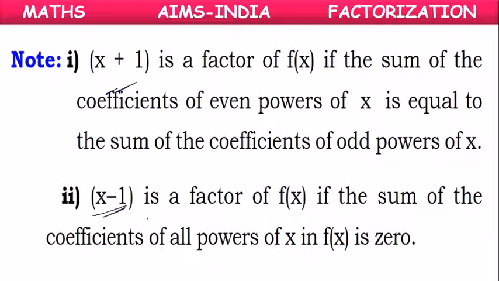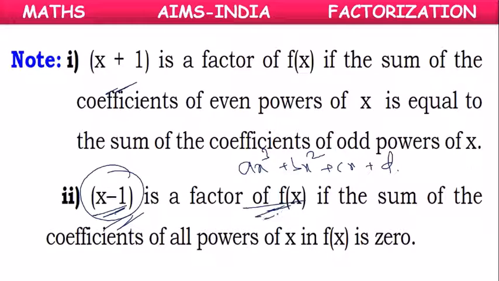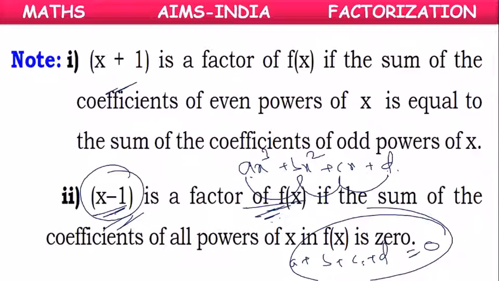Suppose for x minus 1 to be a factor also we have a shortcut. Suppose we have ax cube plus bx square plus cx plus d. This is the expression. For x minus 1 to be a factor of f of x, what is the shortcut? It is the sum of all the coefficients of all the powers, means a plus b plus c plus d. If the sum of all the coefficients is 0, then x minus 1 is a factor. Like that we can tell.